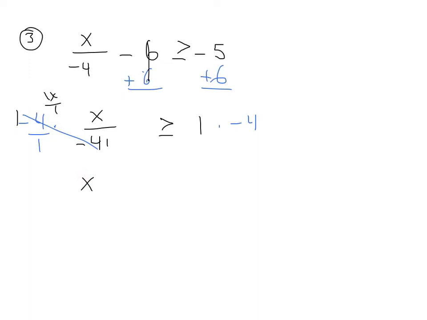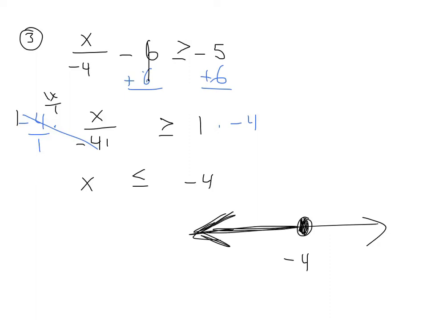And then on the right side, you get 1 times negative 4, which is negative 4. But now, what do we have to remember? We multiplied by a negative number. We multiplied by negative 4. So that means the sign has to reverse direction. So now it's going to be less than or equal to negative 4. And if you graph it, negative 4, circle it and fill it in because it's less than or equal to, and less than or equal to means go to the left. Less, left, less, left. All right, so there you go.